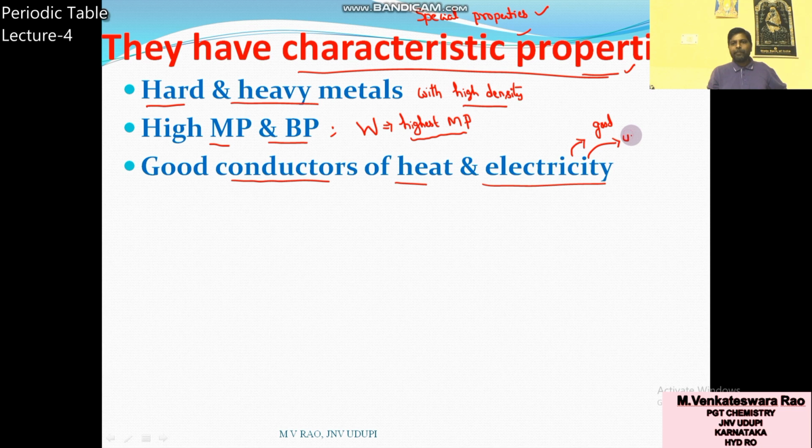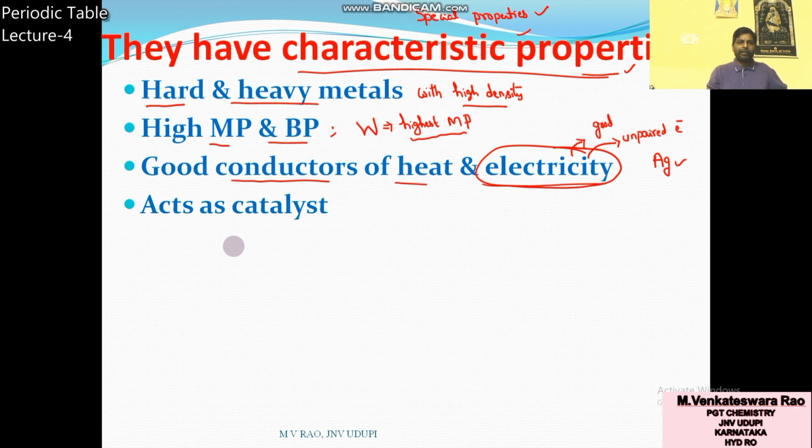The reason is because of unpaired electrons. Because of unpaired electrons, all these are good conductors of heat and electricity. Which metal is the best conductor of electricity? You know silver. Silver is the best conductor of electricity.